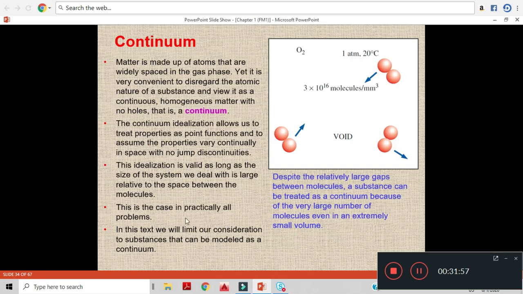This is the case in practically all problems. In this text we will limit our consideration to substances that can be modeled as a continuum. So let us move on to the next slide.